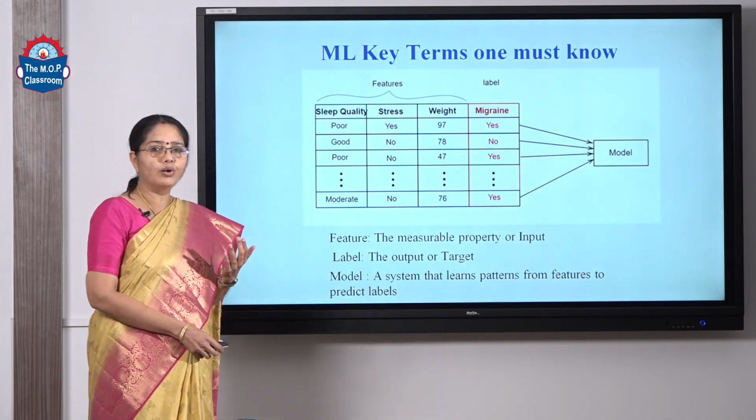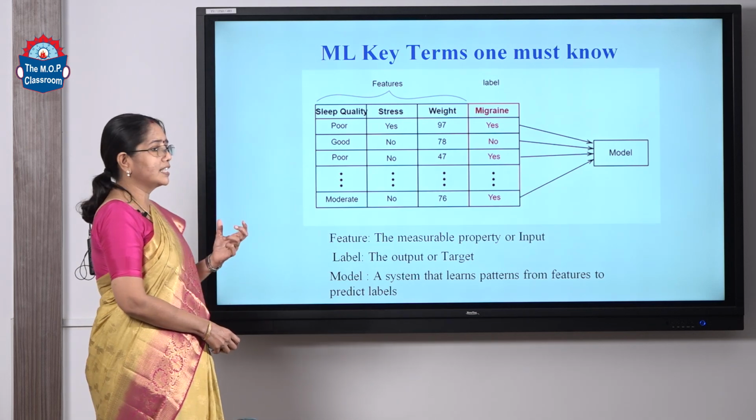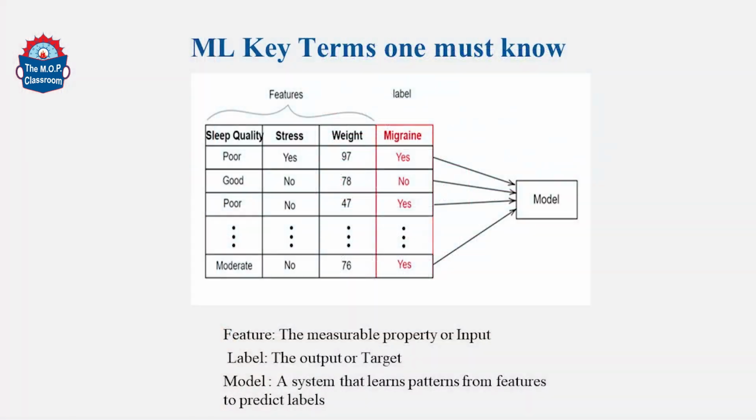Before we go on to the basics of machine learning, we need to understand certain terminologies like features, label and model. So what is a feature? A feature is the measurable property or the input that we give to the training model. The label is the output or the target data that we want to assign to the data. And a model is a system that learns patterns from features in order to predict the label.